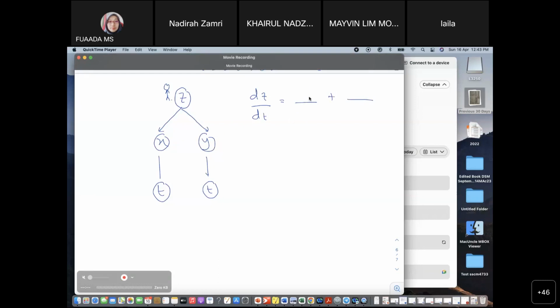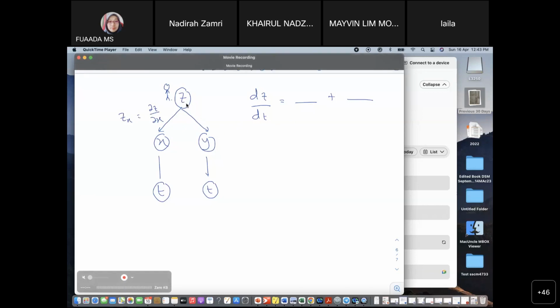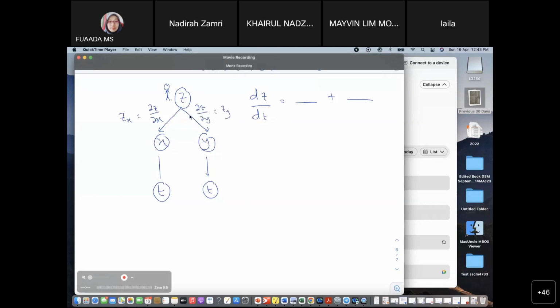Okay, the first term, the first route: you want to go from Z to T through X. So, from Z to X, because we know under the Z there are two variables, we use the notation del Z over del X, or we call that Z_X. And for the other route from Z to Y, we have del Z over del Y, or Z_Y. We call this del because it involves two variables.